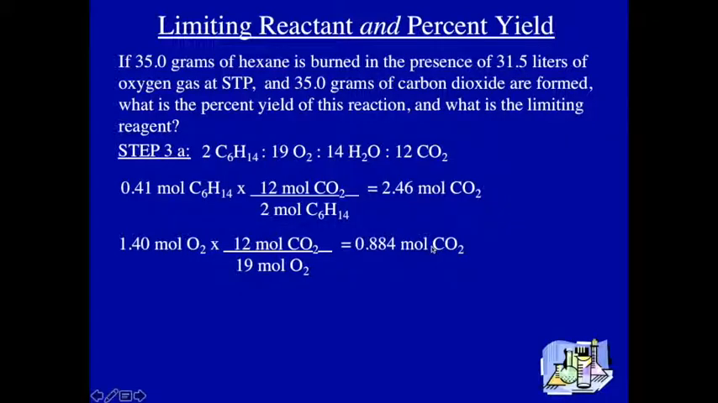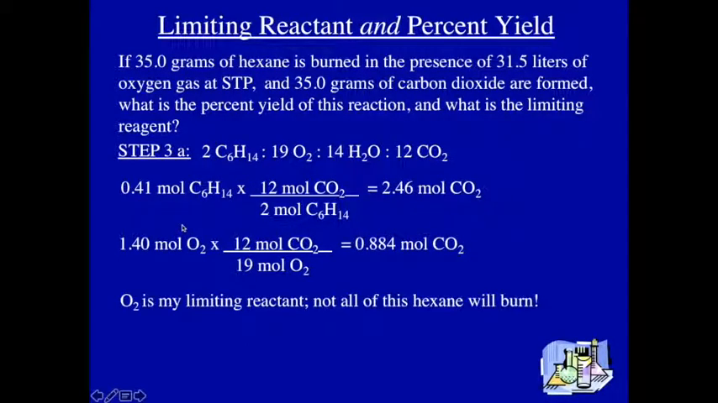Initially looking at this, we might think that our hexane is our limiting reactant because it looks like we have fewer moles of it. However, for 2 moles of this, you need 19 moles of oxygen, which means in this particular case, oxygen is the limiting reactant. I can't make any more than 0.884 moles of carbon dioxide. There's no way of making more carbon dioxide than that because my oxygen's going to run out. I will have plenty of hexane left over.